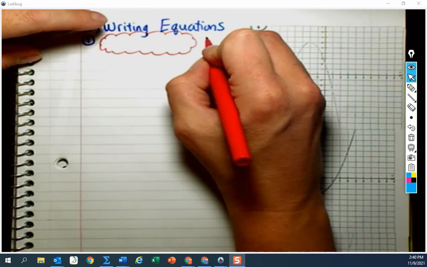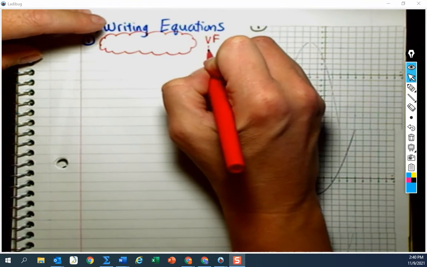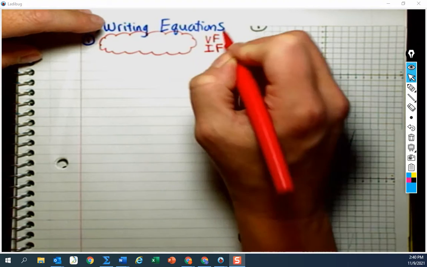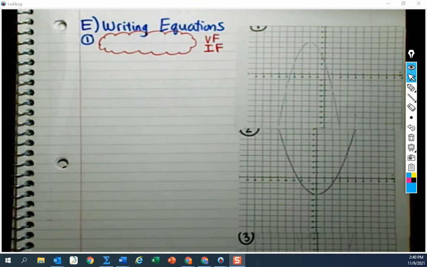Okay, so we have vertex form and we have intercept form. Now, I'm not going to choose standard form because it's not very useful and it's not very easy. Okay, so I'm going to start with vertex or intercept.